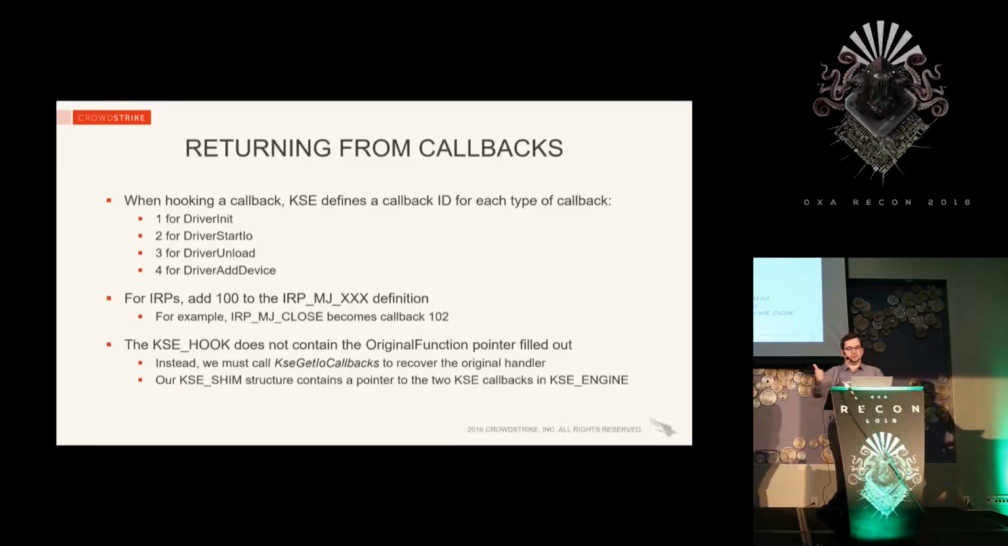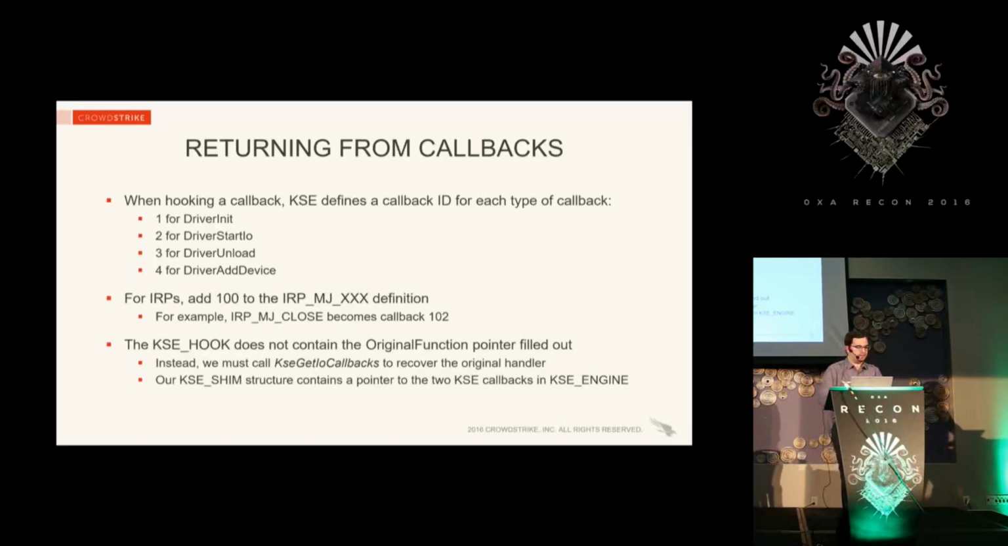And you can ask it 1 for the original address of driver init, 2 for driver start IO, 3 for driver unload, 4 for driver add device. And for IRPs, every IRP has its own number. Like for example, IRP_MJ_CREATE is 0, IRP_MJ_READ is 3, IRP_MJ_CLOSE is 2. So what you do is you add 100 to that number. So if you ask for 102, then you get IRP_MJ_CLOSE. If you ask for 100, then you get IRP_MJ_CREATE. So 1 through 4 are those hard-coded ones, and then 100 plus the IRP identifier are the IRP handlers.